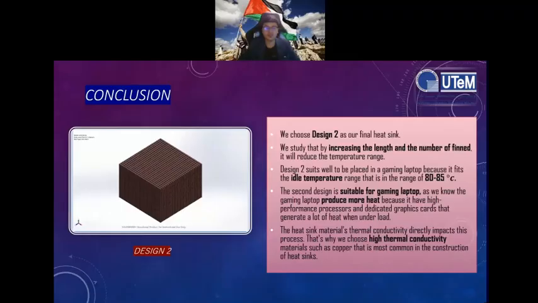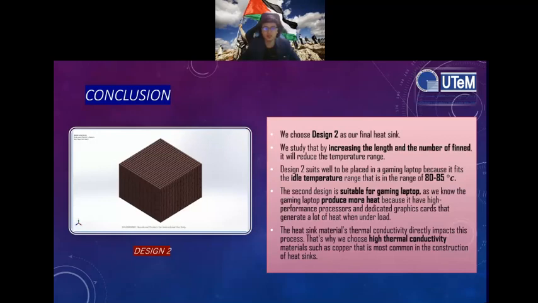Thank you, Luqman. My name is Muhammad Daniel Zaki. Today I will present the conclusion. We choose design 2 as our final heatsink. We studied that by increasing the length and the number of fins, it will reduce the temperature range. Design 2 suits well to be placed in a gaming laptop because it fits the ideal temperature range, which is in the range of 80 to 85 degrees Celsius.